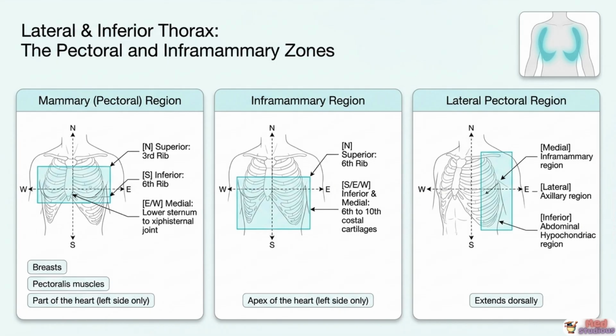The lateral pectoral region frames the outer thorax, bounded medially by the inframammary region, laterally by the axillary region, and inferiorly by the abdominal hypochondriac region. It extends dorsally around the thoracic cage.